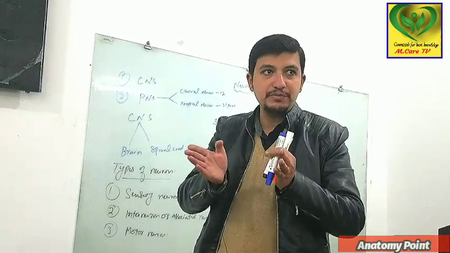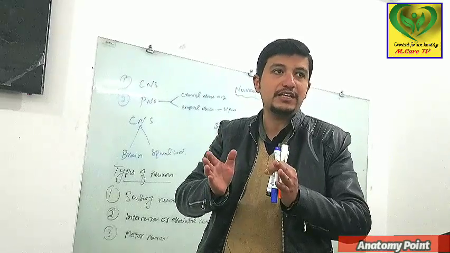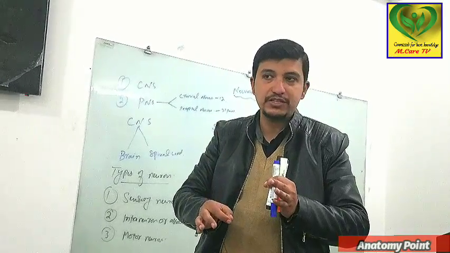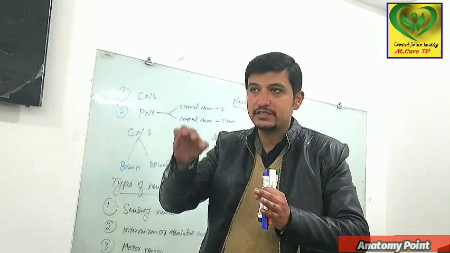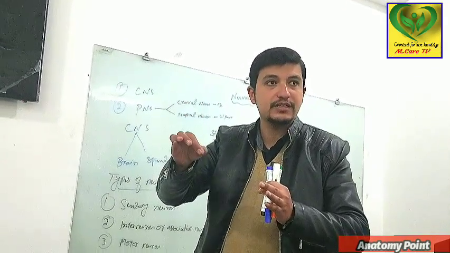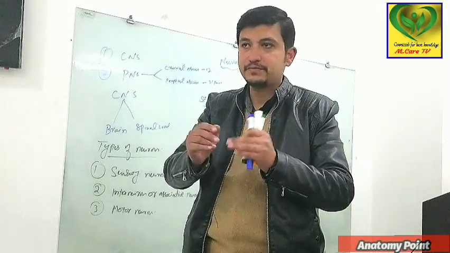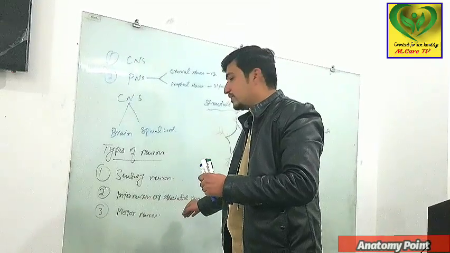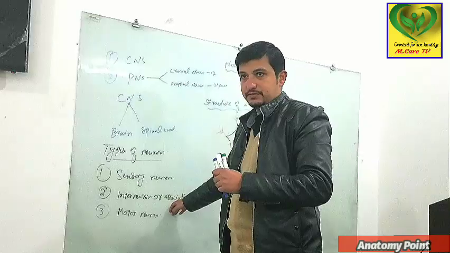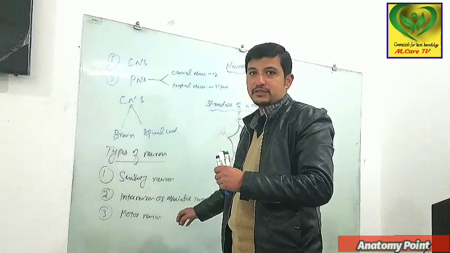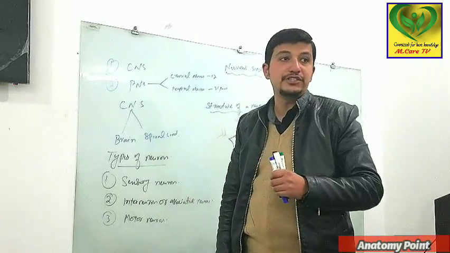So inter means between the two things, and intra means within a cavity or within a cell. We are talking about activities happening inside the cell as intra, and between two things as inter. So these are the interneurons or associative neurons, which link or make a relation between the sensory and motor neurons. That's why they are called interneurons.